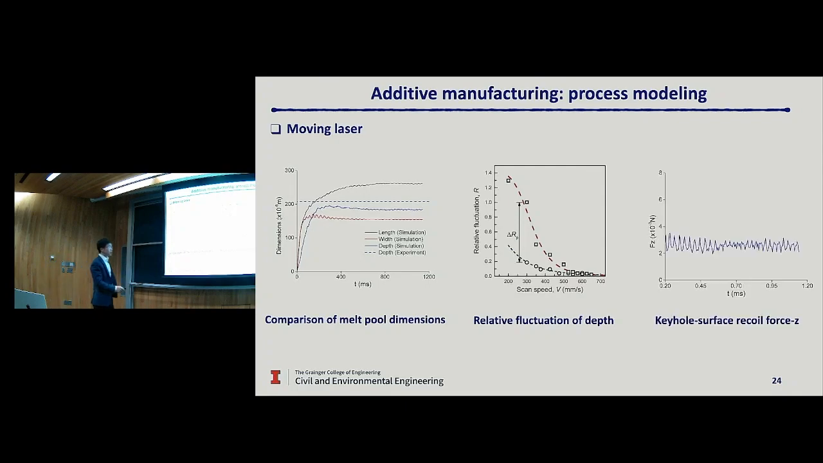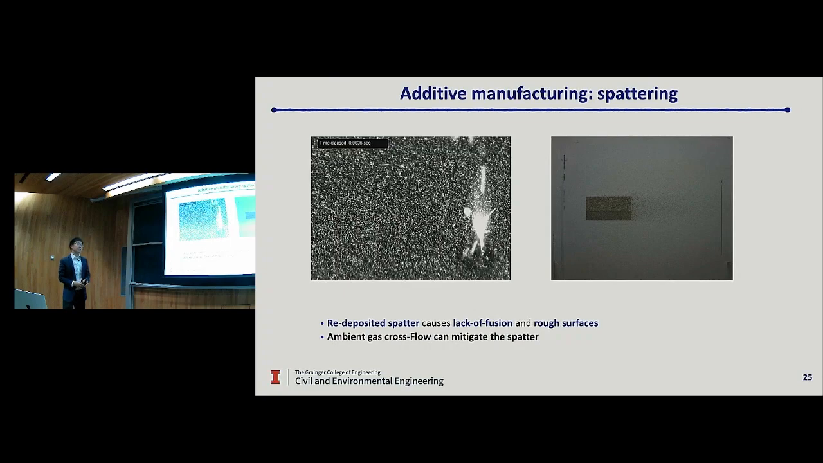And if you compute the surface recoil force, similar thing: you have a fluctuation, but it is much smaller compared with the fluctuation of the surface force in the stationary case. This explains why you have a smaller fluctuation in the melting pool depths. Okay, so those are just the validations.